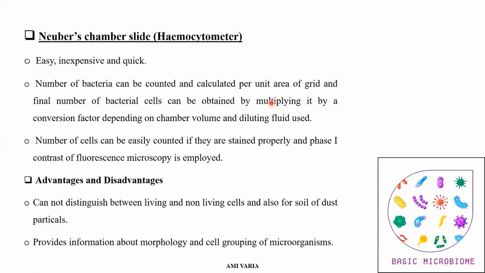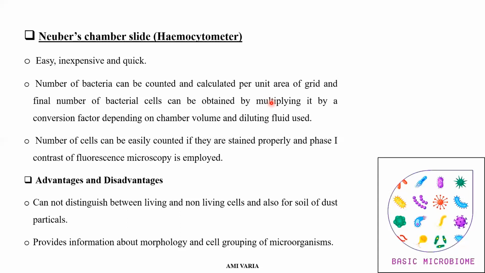The second slide counting method is the Neubauer chamber slide method, where an improved Neubauer chamber slide is used. This method is very easy, inexpensive and quick. The number of bacteria can be counted and calculated per unit area of the chamber, and the final number of bacterial cells is obtained by multiplying by a conversion factor depending on the chamber volume and the diluting fluid used for dilution of the bacterial culture.